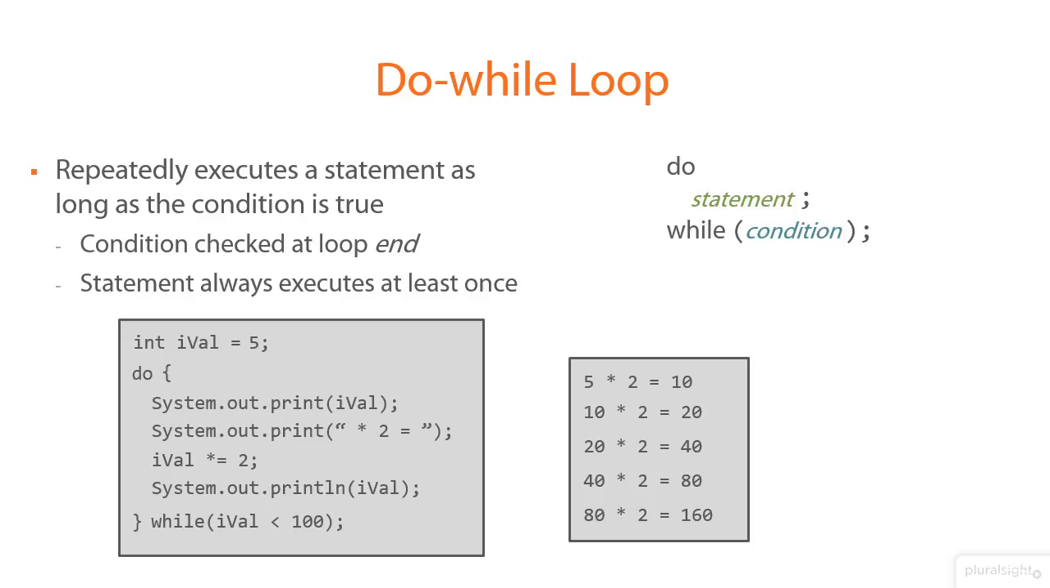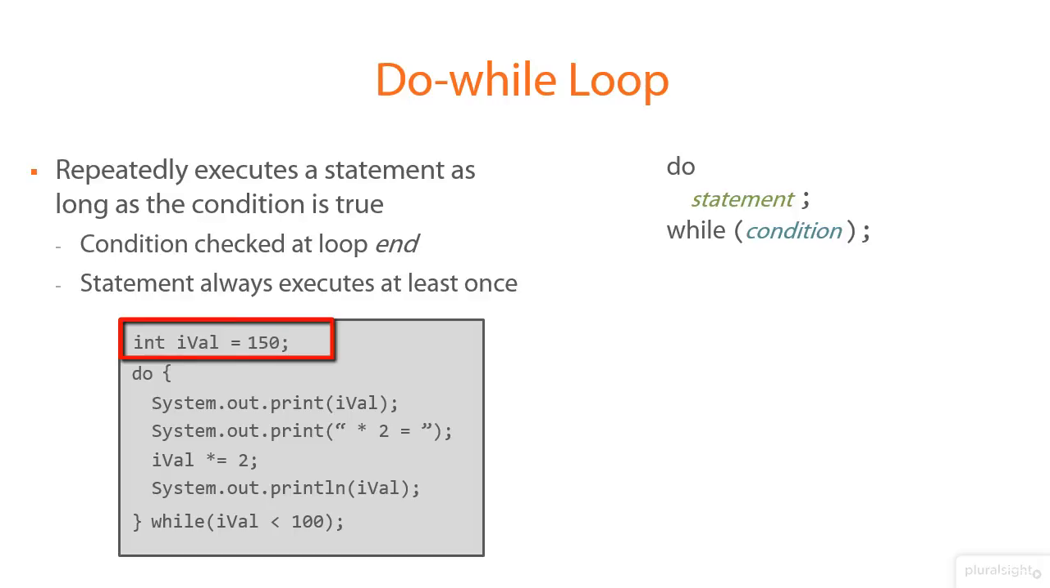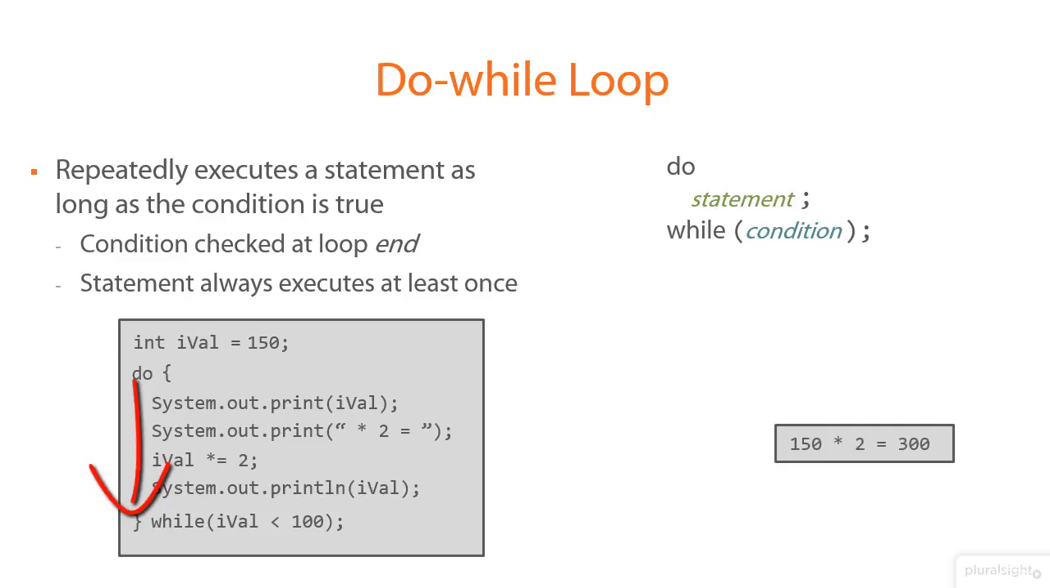Now the key difference here from the while loop is that it will always execute at least once. So if I initialize ival, instead of being 5, to be something like 150, it will still go through the loop one time, printing out 150 * 2 = 300.